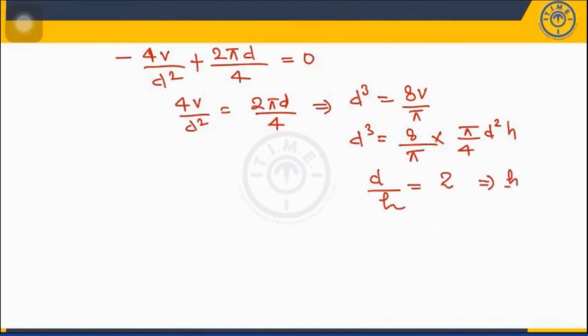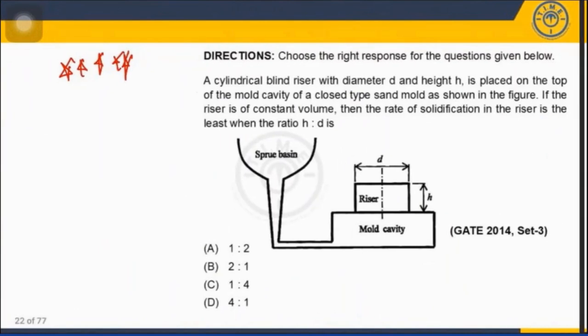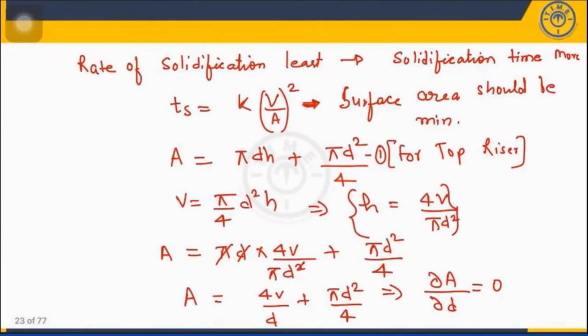So what is the h by d ratio? H by d ratio is 1 by 2. Always remember this important standard result. This I have discussed in my live class also. But how this result came: if you read the question carefully, the rate of solidification you want to minimize, that means it should be least. Rate of solidification being least means the solidification time will be more. Solidification time will be more means the surface area should be minimum.